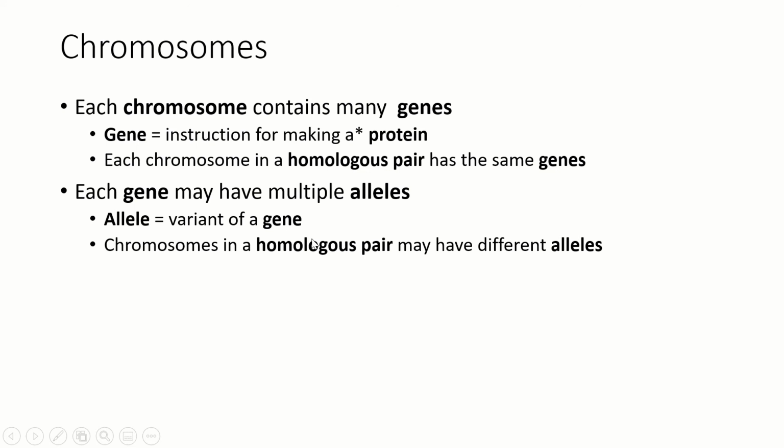Now, each gene may have multiple alleles, and an allele is just a variant of a gene. So going back to our freckles, the homologous pair each has a gene for freckles, but there can be one allele that is yes freckles and one allele that is no freckles. So the two homologous chromosomes could both have yes freckles alleles, one could have a yes and one a no freckles allele, or they could both have no freckles alleles.